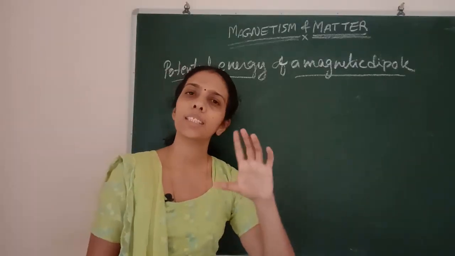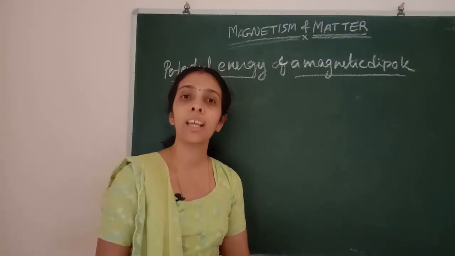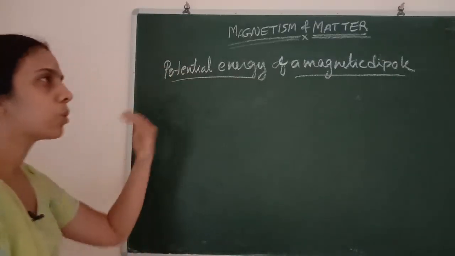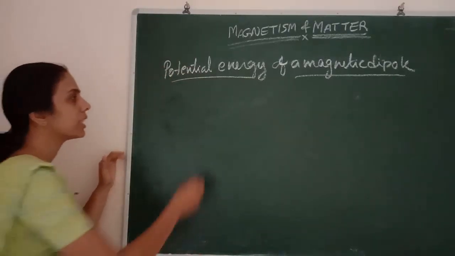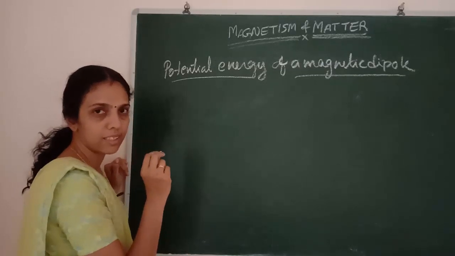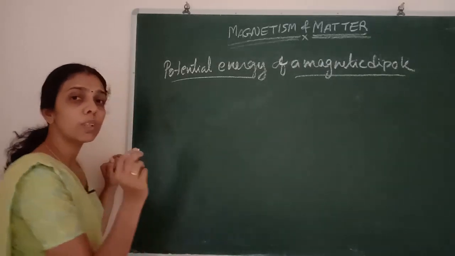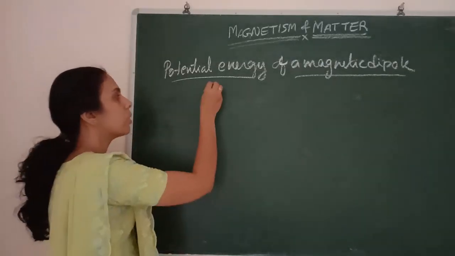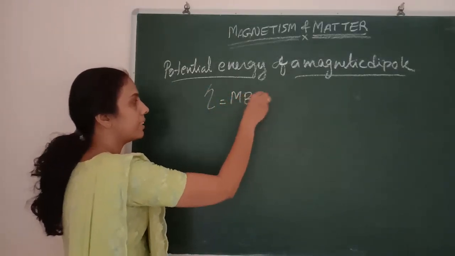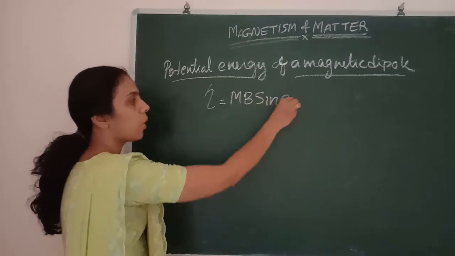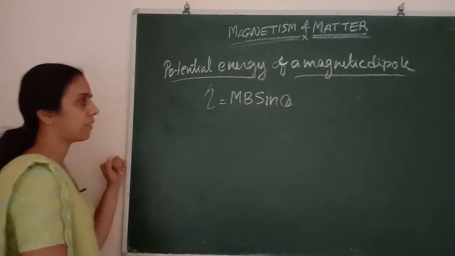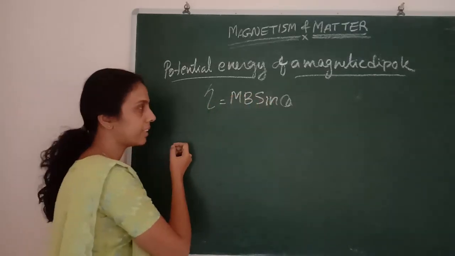To calculate energy, what we will usually do is find out the work done. What is the work done in rotational effect? Work done will be equal to τ dθ. That is the work done, isn't it? So for that also, first we need the torque acting on the system. mB sin θ is the torque acting on the dipole present in a uniform magnetic field. Torque equals mB sin θ.